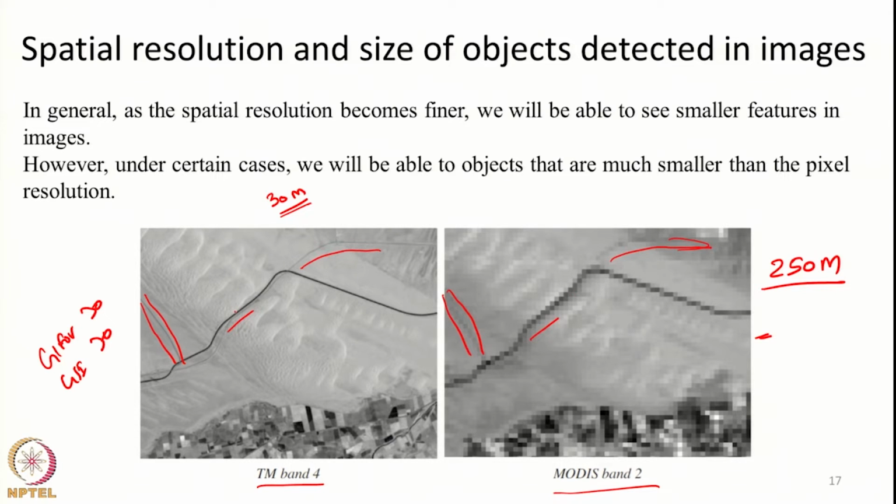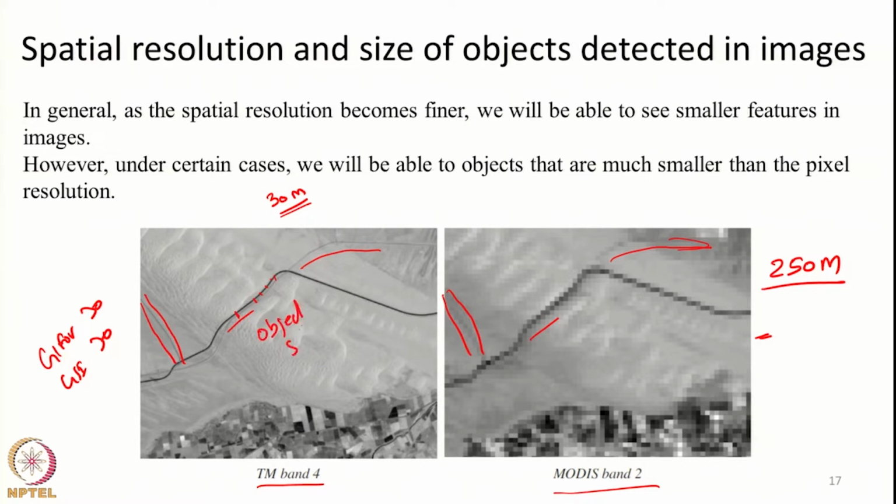If you take a road, its width will definitely not be 250 meters, and it may not even be 30 meters. The road is most likely less than 30 meters in width, but still it is visible in the Landsat image. That is fine. A road may be, say, 10 or 20 meters in width, so it is more than half a pixel, and it is seen there. Here also it is being seen at a much coarser resolution. How is that possible? It is possible because of certain properties of the object space.